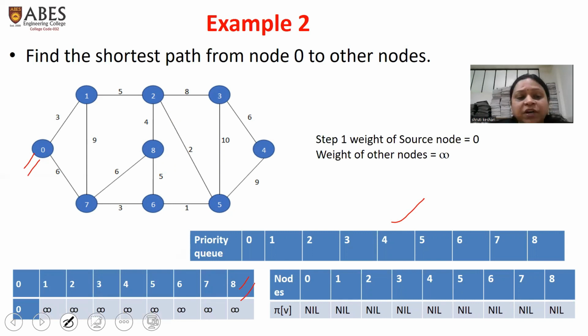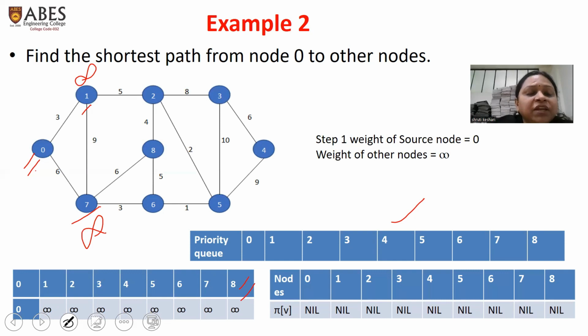of each and every vertex. Vertex 0 contains the weight 0, and the other nodes contain the weight infinity. Let's move further, because in case of 0, what are the adjacent vertices? That is 1 and 7. And the cost of these is what? The original cost of 1 is infinity, and the original cost of 7 is infinity.